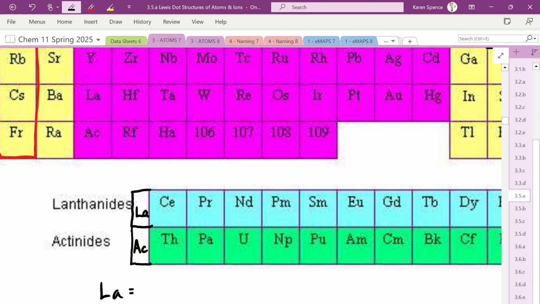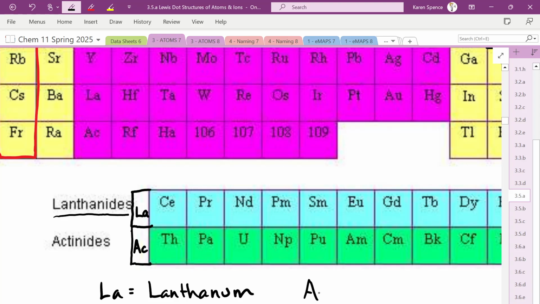What is La? Lanthanum. And guess what the entire row that contains lanthanum is called? It's called the lanthanides.